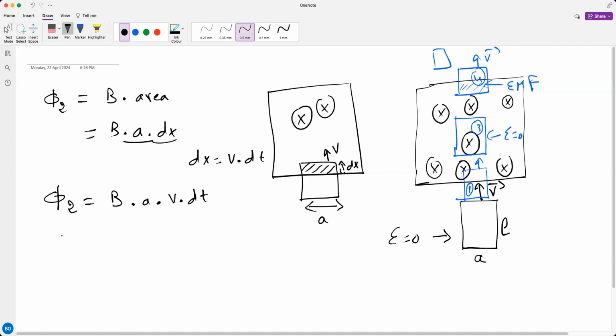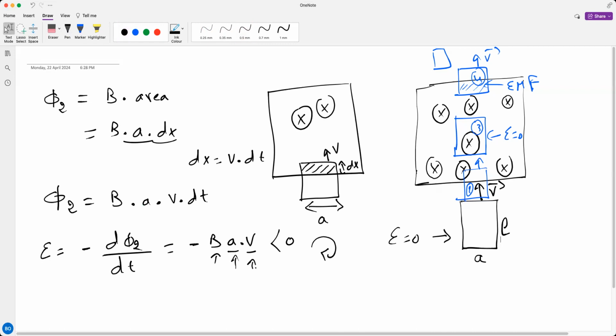So let's calculate the EMF. The EMF will be minus the derivative of the magnetic flux in situation 2, which is minus B A v. So if A is constant and v is constant, this will be 0, and then the EMF will be counterclockwise, because this is constant, this is positive, positive, positive. So the EMF will be negative.